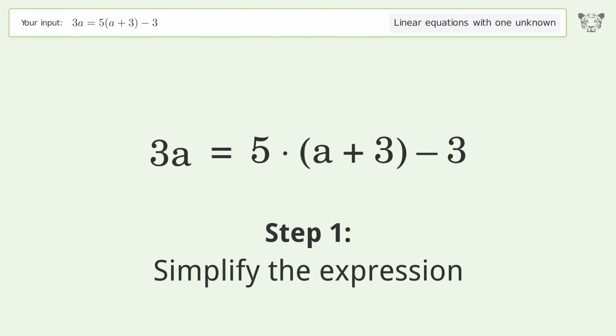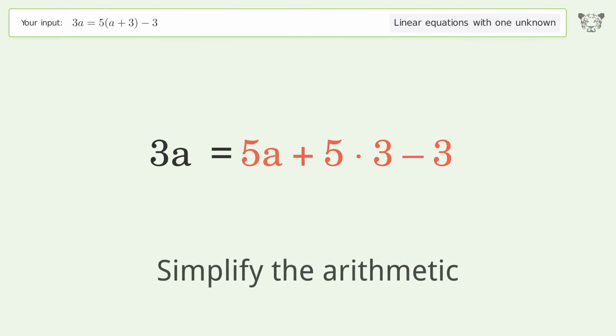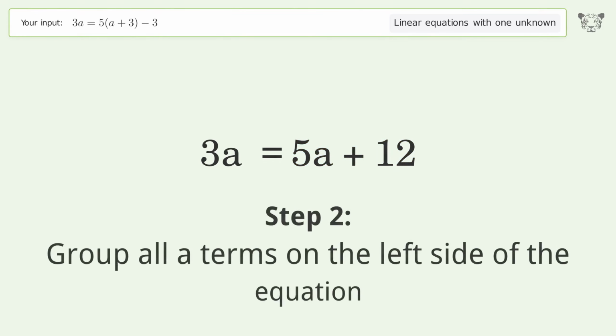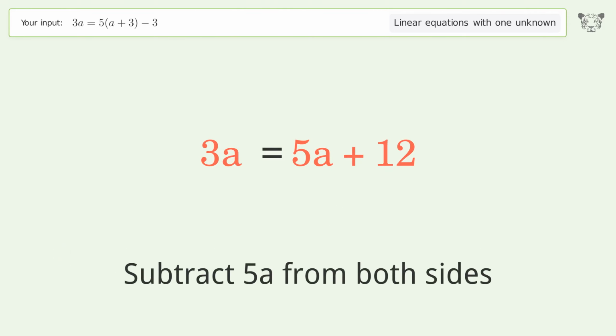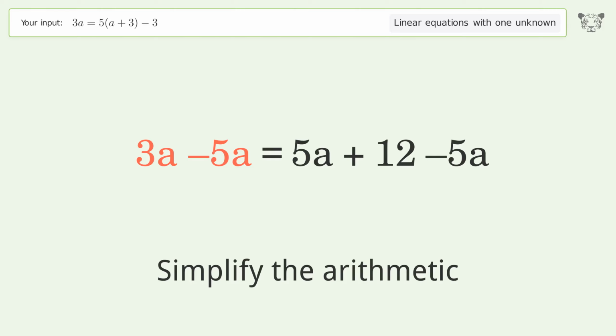Simplify the expression. Expand the parentheses. Simplify the arithmetic. Group all a terms on the left side of the equation. Subtract 5a from both sides. Simplify the arithmetic.